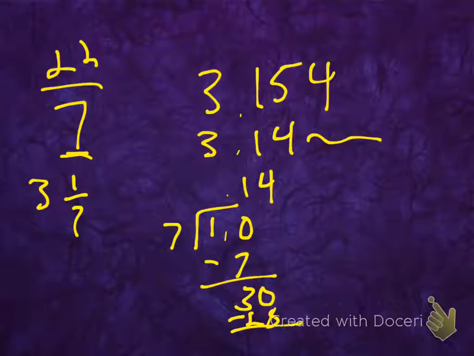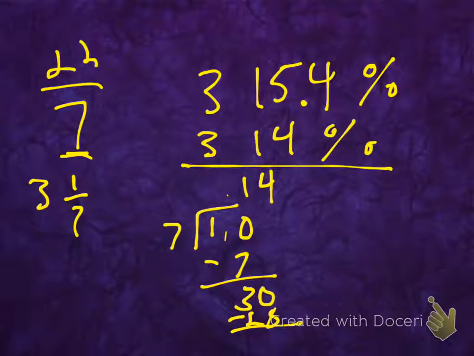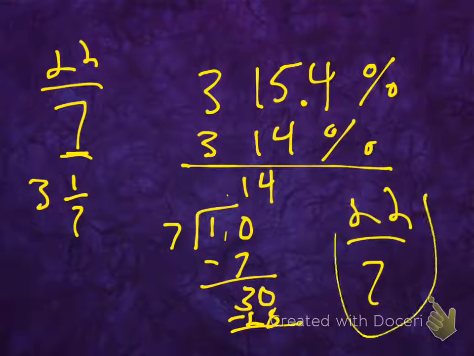Alright, which one is actually the smallest? 3.14 something something something or 3.154? Well, if you can't tell and you change them to percent, you get 315%, 314%. 314 is smaller, and so 22 over 7 is actually the smaller number.